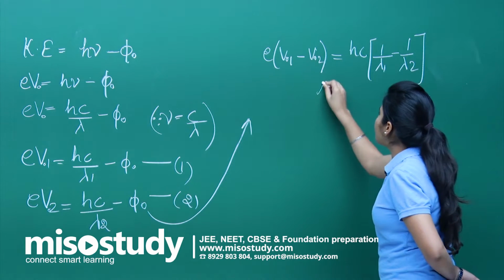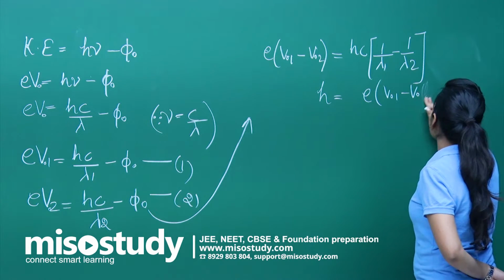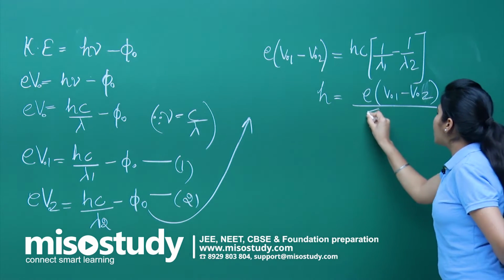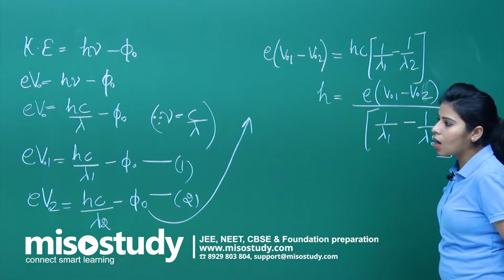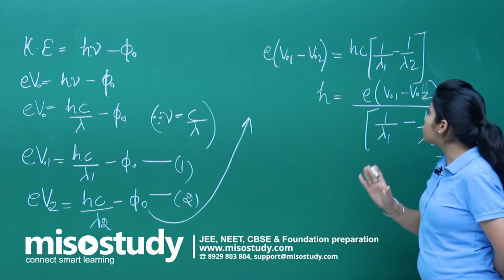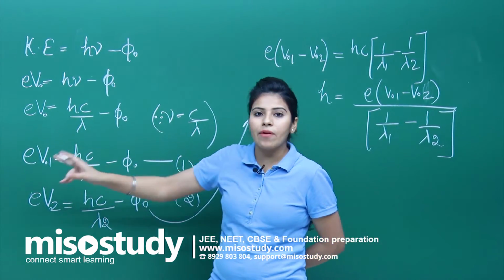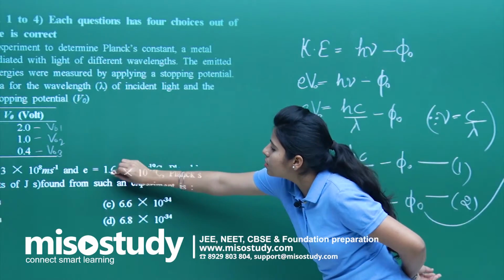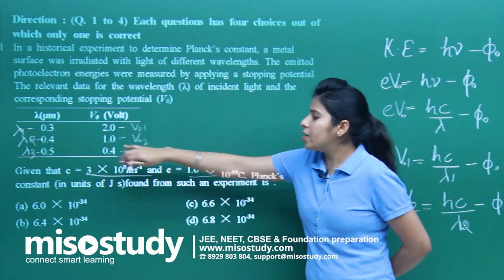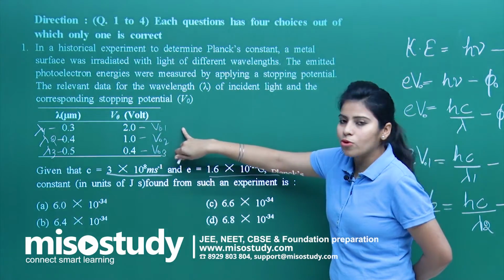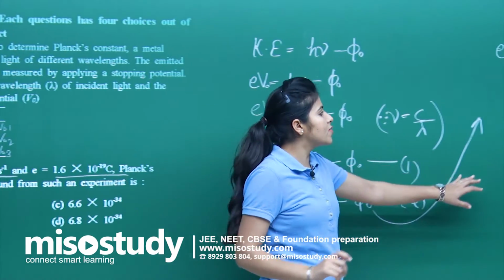So how can you find the value of h? h would be e into V01 minus V02 divided by c into 1 by lambda 1 minus 1 by lambda 2. Now see in the question what values have been given. We have to find the value of h. In the question I have the value of e, and this is the value of c. Lambda 1 is 0.3, lambda 2 is 0.4, and the corresponding stopping potentials are 2 and 1. So I am going to put these values in the equation that we have got.